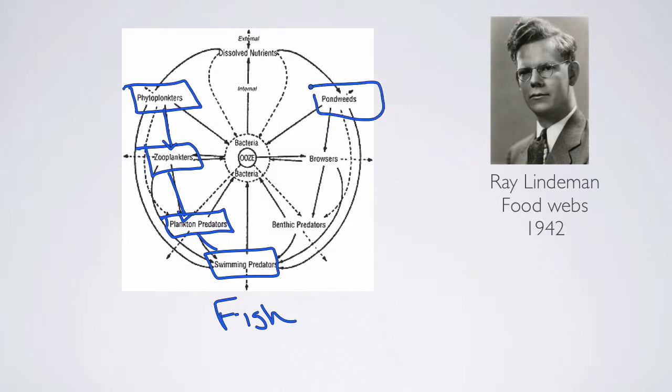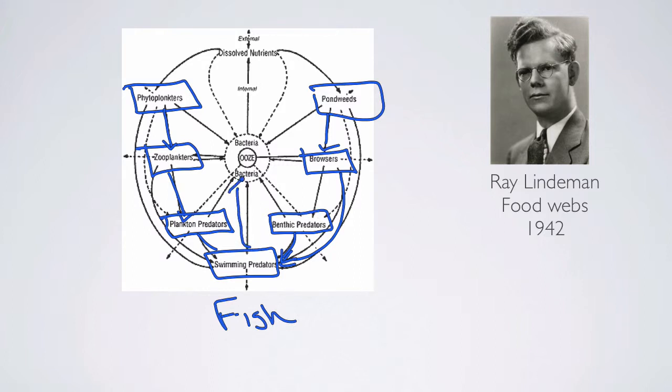There was another parallel chain of interactions where pondweeds, actual larger plants, were produced and then consumed by browsers, often insects. These might be consumed by other predators, and then fish would eat those. And you can see that it was complicated as far as what the actual consumption pathways were.